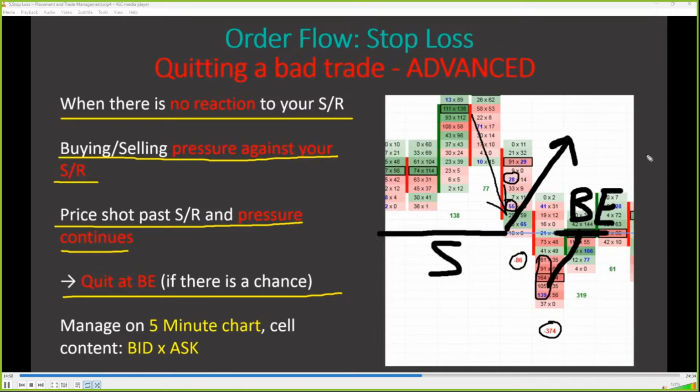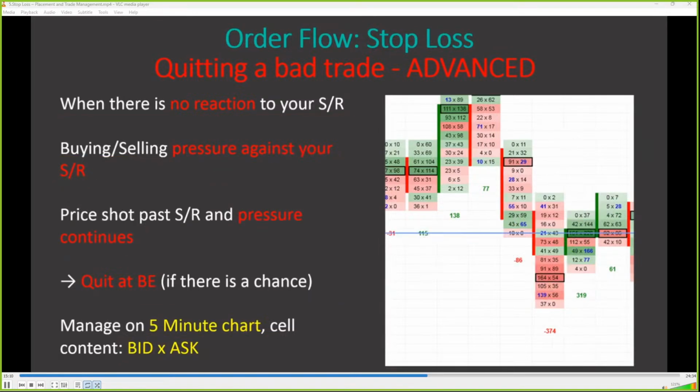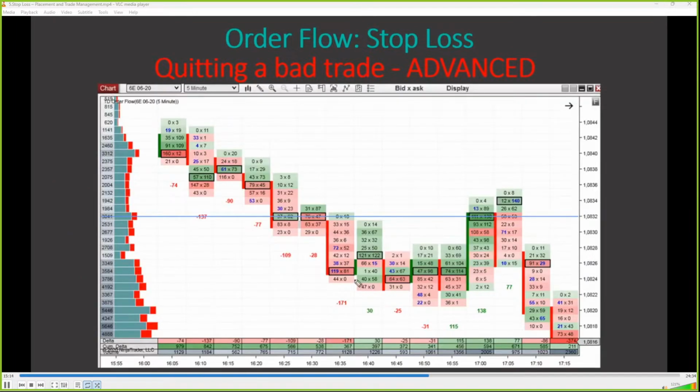Now to identify those bad trades, I use a 5-minute chart and the bid-ask visualization of the footprints. I do this in order to see the aggressive buyers and aggressive sellers. Let's now have a look at some examples so it's more clear.